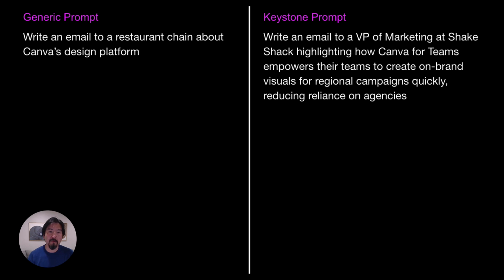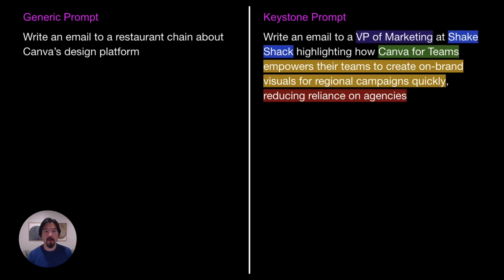With the keystone prompt, I provided additional context in the form of a target persona, VP of marketing, a specific prospect, Shake Shack, a specific product, Canva for Teams, especially important because Canva offers different products and editions, a description of how that product can improve Shake Shack's regional campaigns, and finally, the business value or outcome of reducing reliance on agencies. Now, what was the impact of these few simple enhancements to the generic prompt?